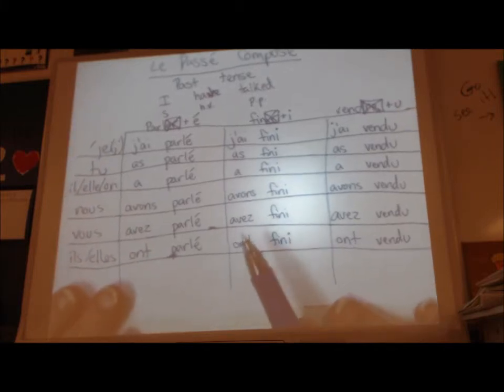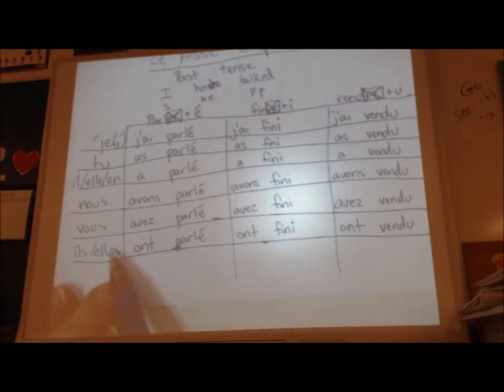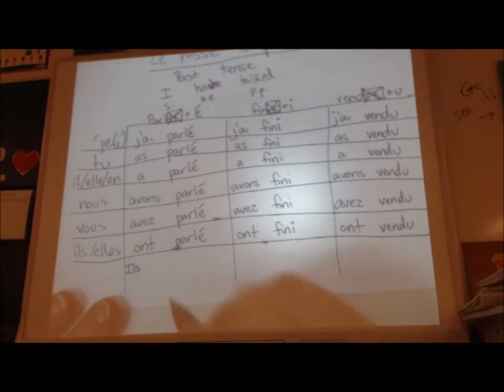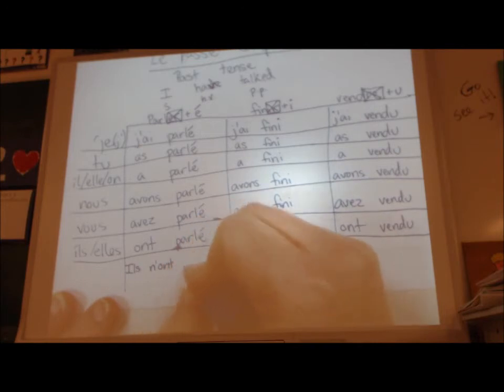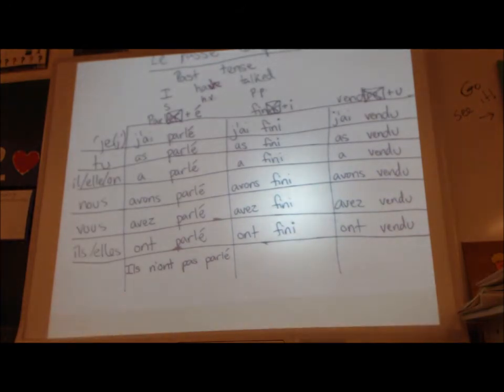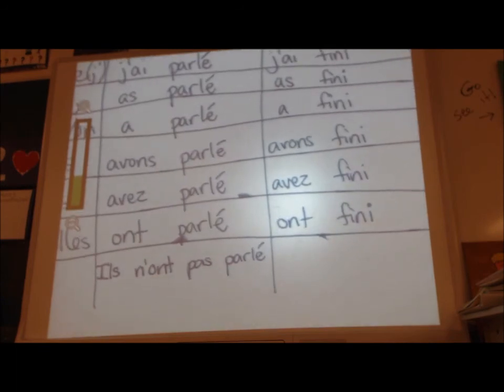Real quickly below, I'm going to show you how you would use this negatively with ne and pas. So I'll just take the ils form here. The verb that conjugates, this is what I tell my students, is avoir, the helping verb. That's what changes. So that is the verb that you surround with ne and pas. So for example, ils n'ont pas parlé. That means they haven't talked, or they didn't talk.